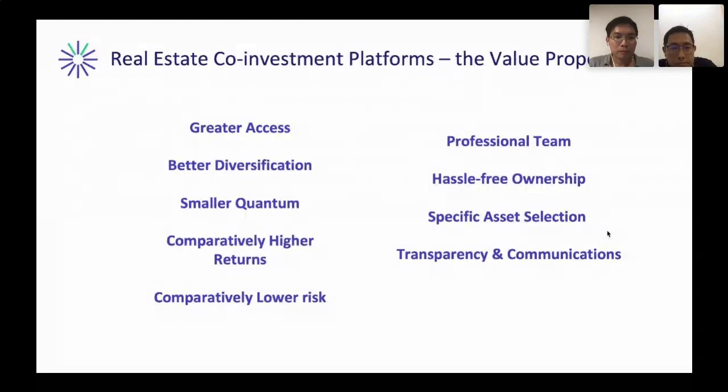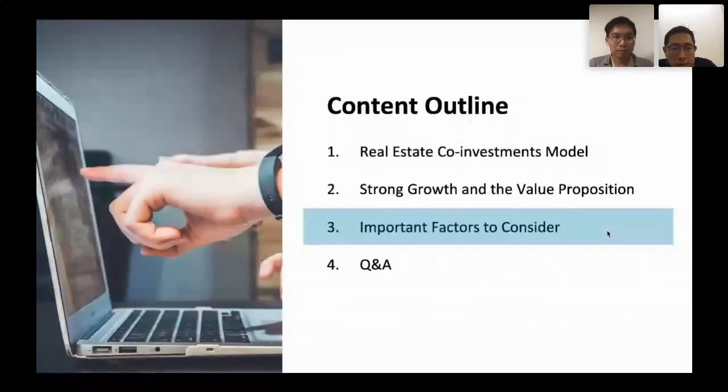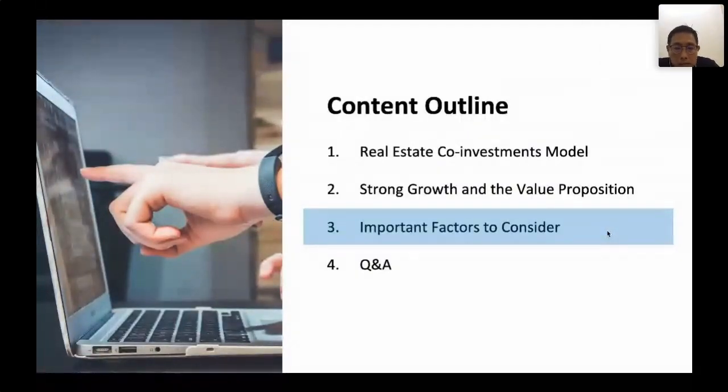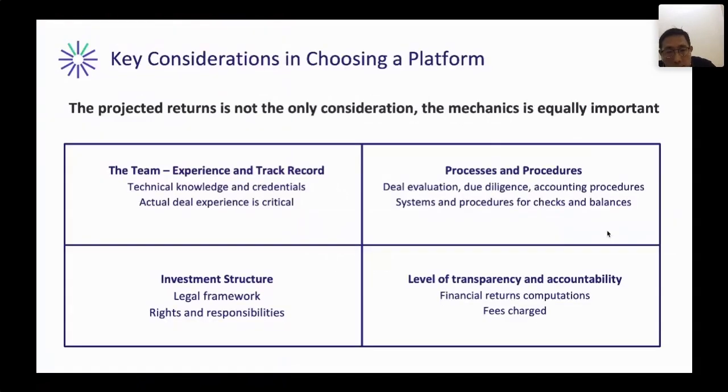Okay, thanks, Mao. Can we jump to the next slide? Thanks. Okay. All right. I'll touch upon the factors to consider when you choose an online real estate platform. There are 4 parts to it I will cover today. Next slide, please. The first is the team, the processes, the investment structure, and the level of transparency.